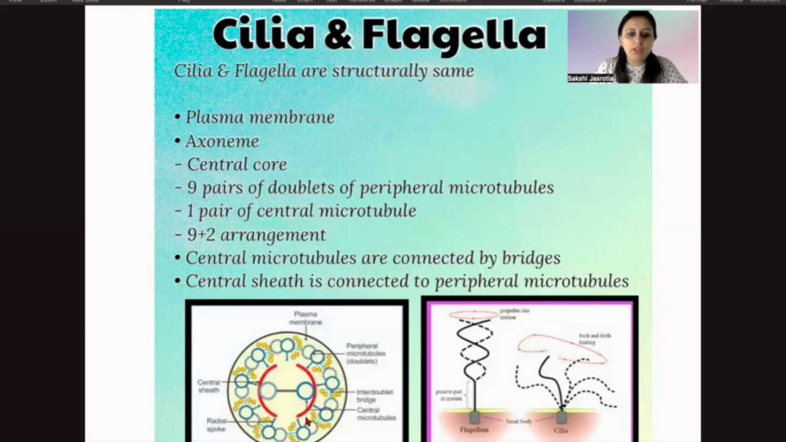Peripheral क्या होते हैं? जो ये बाहर वाली side है, the outer ones, the 9 pair. These are the peripheral. And this red is the central sheath, which is connected to these peripheral microtubules. Okay, the central sheath is connected to the peripheral tubules like this over here. The central sheath is this red one that you can see in the diagram.